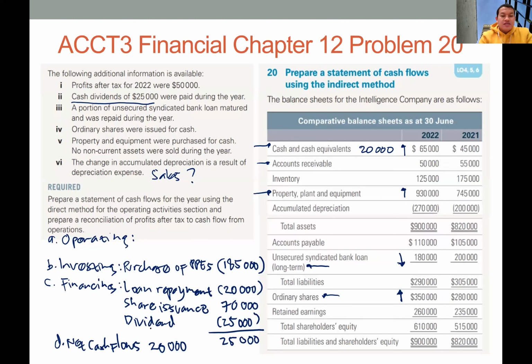Okay, because we don't have the sales information, now we can calculate the operating cash flow backward from this net cash flow. So this one will be D minus B. Oh, sorry, D minus B minus C. So net cash flow minus investing cash flow minus financing cash flow.